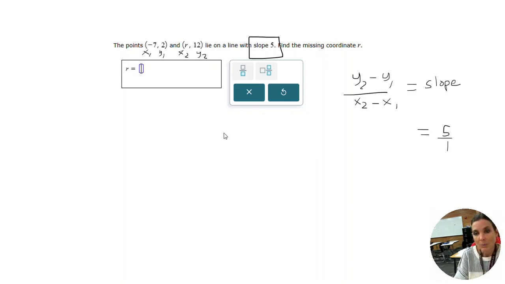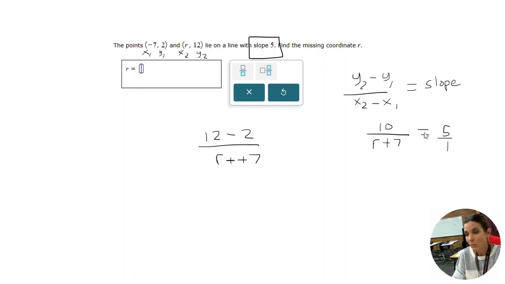Okay, so we take y of our second ordered pair, we subtract y of our first, over x of our second ordered pair, subtract x of our first. Okay, so on the bottom of our fraction, we end up with r plus 7. And on the top of our fraction, we end up with 10. Okay, and then once we have a proportion, the way that we solve a proportion is to cross multiply.